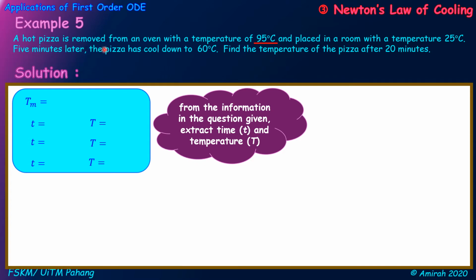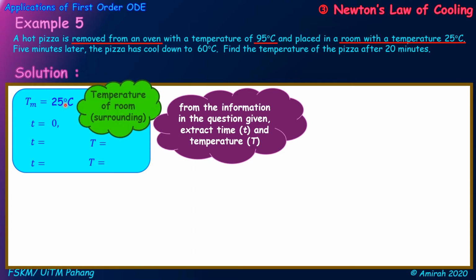A hot pizza is removed from an oven with a temperature of 95 degrees Celsius. 95 degrees Celsius here means temperature. And from the words removed from an oven, it means just removed, so this is initial time. So we can write t equals to 0. And then room with a temperature 25 degrees Celsius, so we can write Tm equals to 25 degrees Celsius. Tm here means temperature of room or temperature of surrounding.